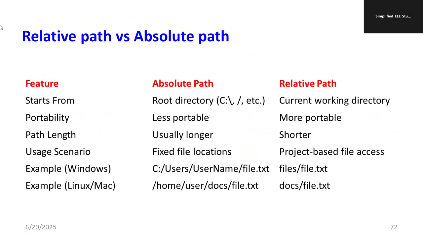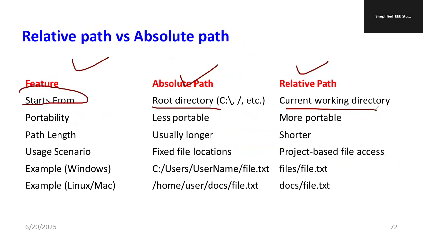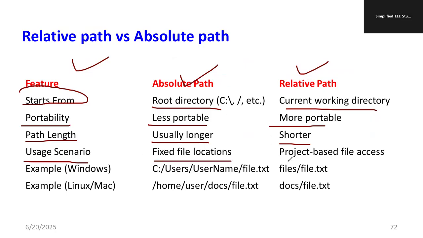So further comparison is made in the table. You can see we have the features, then absolute path and relative path. Starting from the root directory: absolute path will always start from the root directory, whereas relative path starts from the current working directory. If I talk about portability, absolute path is less portable, whereas relative path is more portable. If I talk about length, absolute path is usually longer, very lengthy as I told you already, whereas relative path is much shorter. For usage scenario, absolute path is a fixed file location, whereas relative path is according to project-based file access.